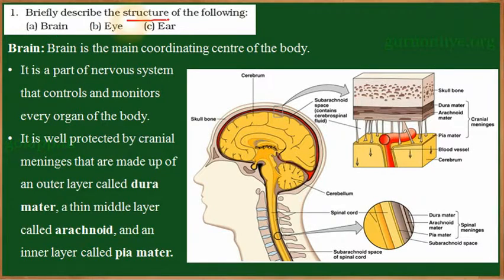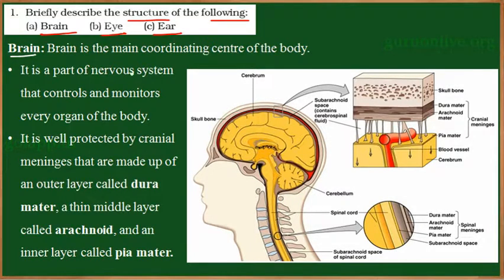Briefly describe the structure of the following: brain, eye, ear. So students, here we have three important organs: brain, eye and ear. Let us learn the structure of these organs. So first one is the brain.